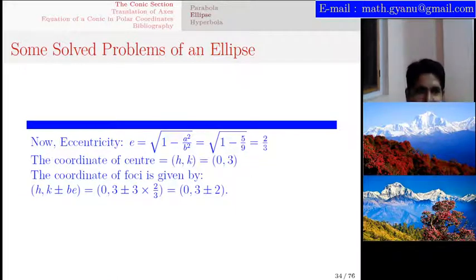And that is the last problem on ellipse. And I suggest again you have to practice a lot, and at the end of this video you will see some practice questions. I also recommend you to practice those questions.